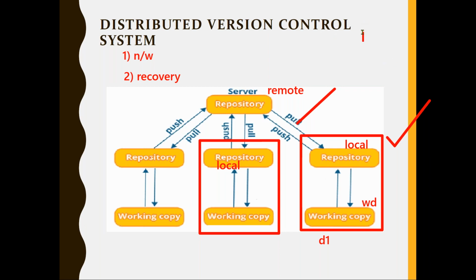And what are distributed version control systems? Our Git falls under distributed version control systems. Git, Fossil, Mercurial, all of these come under distributed. Then what are the examples of centralized version control systems? SVN, TFS, Perforce. These are the examples of centralized version control systems. Got it, all of you? Clear, everyone?